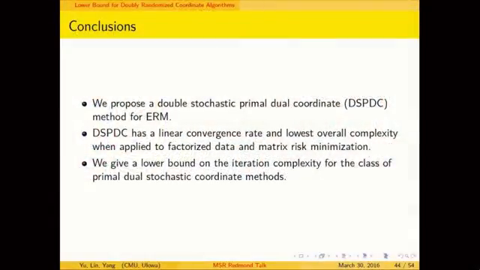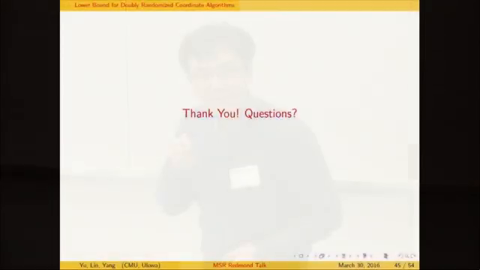The take-home message of this talk is that we propose a doubly stochastic primal-dual coordinate method for the empirical risk minimization problem. This algorithm has a linear convergence rate, and it has the lowest overall complexity when we apply it to the factorized data scenario or to the matrix risk minimization scenario. We also give a lower bound on the iteration complexity for the class of primal-dual stochastic coordinate methods. There is an open problem remaining: can we close the gap between the lower bound and the proposed upper bound? Thanks.